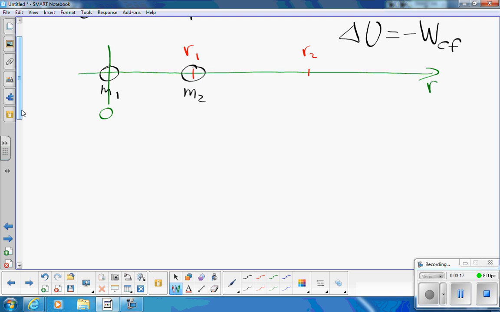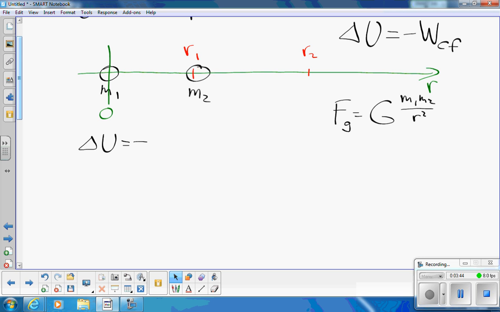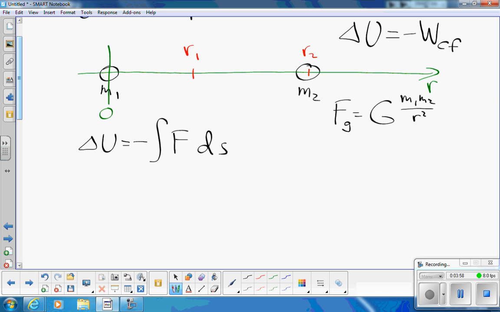The definition of the change in potential energy, delta U, is the negative work done by the conservative force. The conservative force is gravity, and so the gravitational force exerted between M1 and M2 has a magnitude Fg of big G M1 M2 over R squared. Remember, that's the magnitude. And of course, this force changes as M2 moves out from position R1 to R2. So to find the work done by that force, I have to use the integral form of the work formula, the integral of F ds. Now, here's the thing.